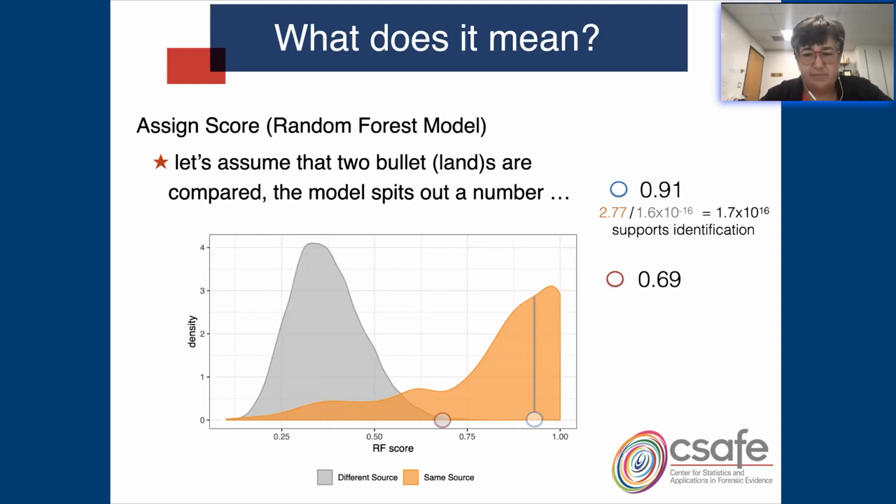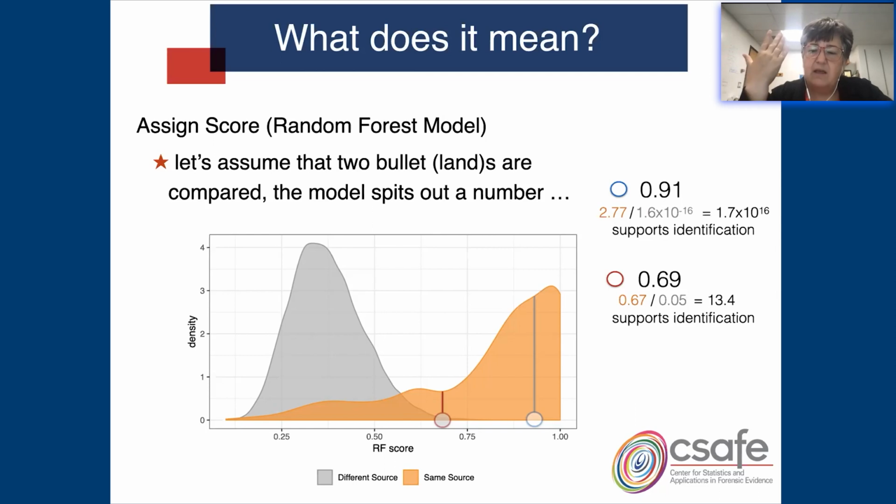So let's assume that we've got yet another comparison of two lands. We get a score of 0.69 and doing the same thing, we take the density for the same source comparison. We take the density value, the likelihood value of the different source comparison. We divide those by each other, and we come up with a score of 13.4. So that's much smaller than the 10 to the 16, but it's still quite a lot bigger than 1.